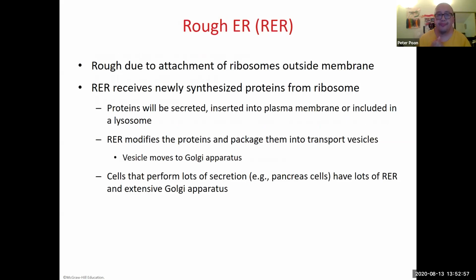Rough ER. Rough ER has ribosomes. The rough ER receives. So ribosomes, you'll learn later, make proteins. Ribosomes will take the proteins and shove them into the rough ER. The proteins in the rough ER will either be sent to the outside of the cell, on the cell membrane itself, or into something called a lysosome.